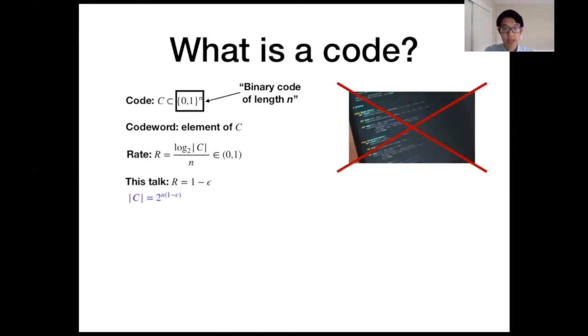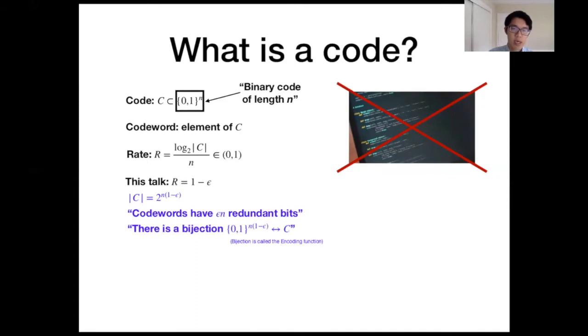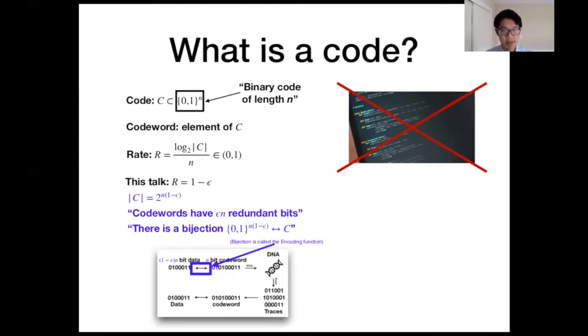And so what does that mean? Well, you plug it into the definition, that means you can think of this as your code has size 2 to the n times 1 minus epsilon. You can also think of this as your code words have epsilon n redundant bits. So that means that 1 minus epsilon fraction of the bits tell you what your code word is, and the other epsilon n are extra. And lastly, you can think of this as there's a bijection between length n times 1 minus epsilon strings and your code. And this bijection is often called the encoding function. And this encoding function is exactly the encoding step where we added redundancy to our data in the previous slide.